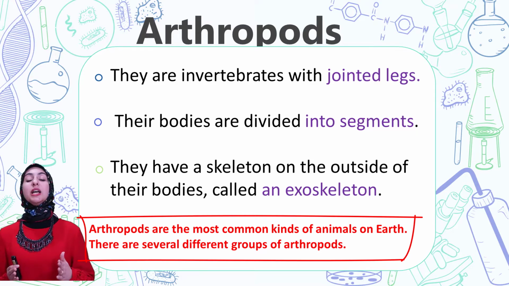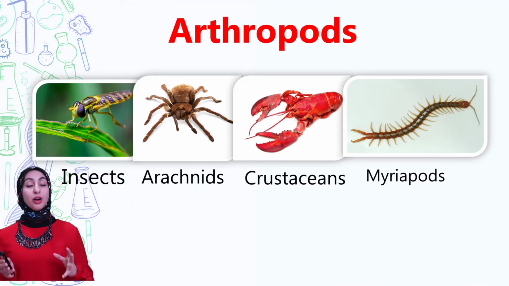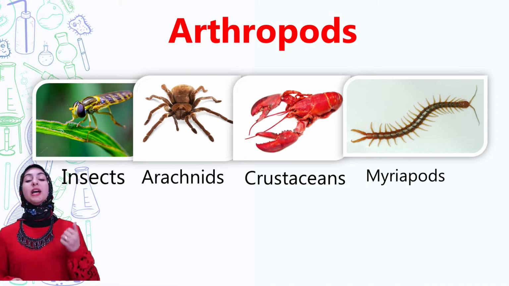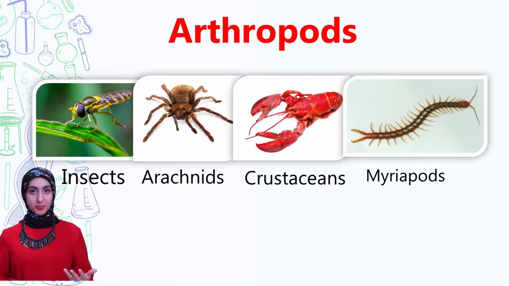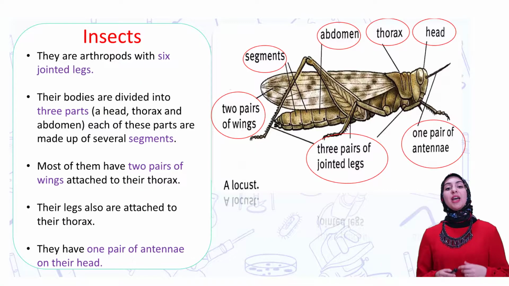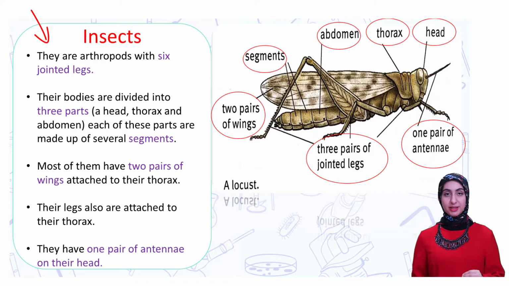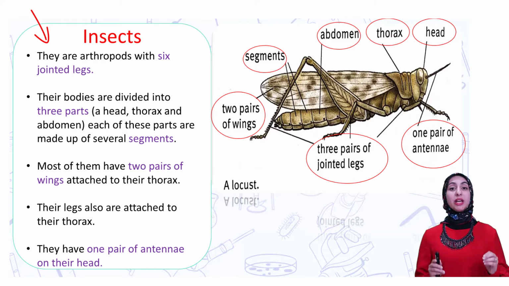There are several different groups of arthropods, and we are going to take 4 of them today. So this means the arthropods group is divided into 4 groups, which are insects, arachnids, crustaceans, and myriapods. Let's have a look at insects. Insects are arthropods with 6 jointed legs. This means they have 3 jointed legs on each side.